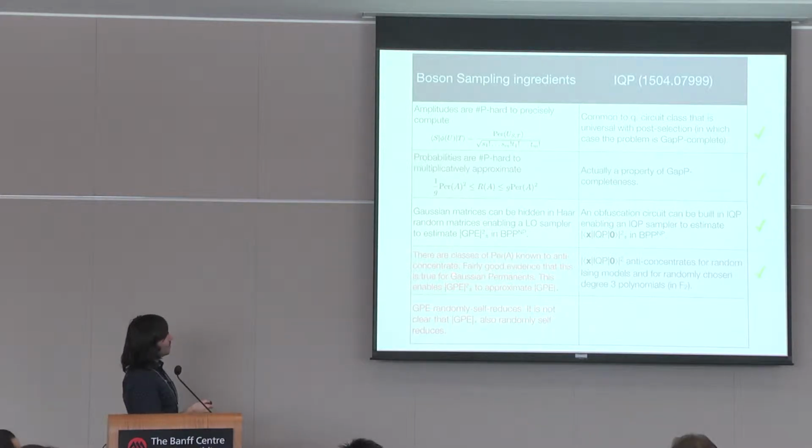And then they have to make these two conjectures, which is that these classes of permanents, which can be related to the linear optical systems that they care about, actually anti-concentrate.